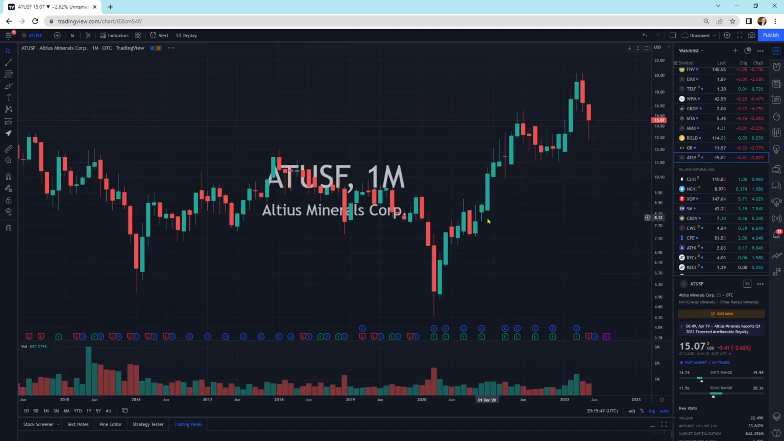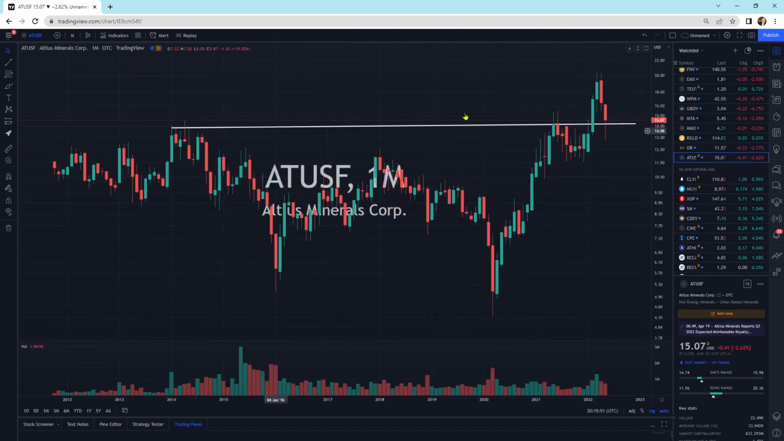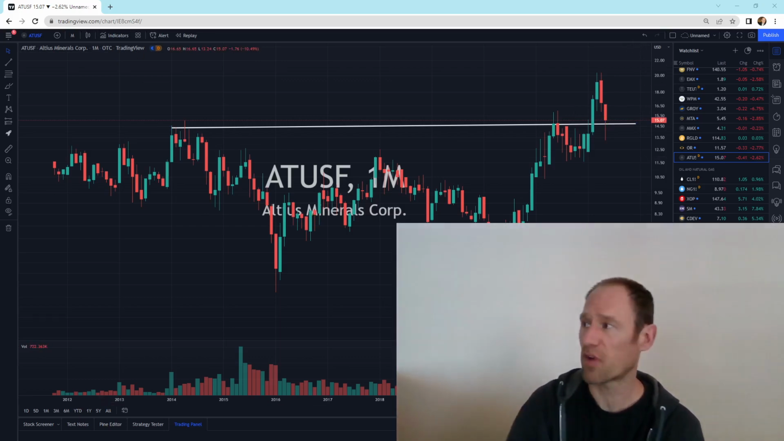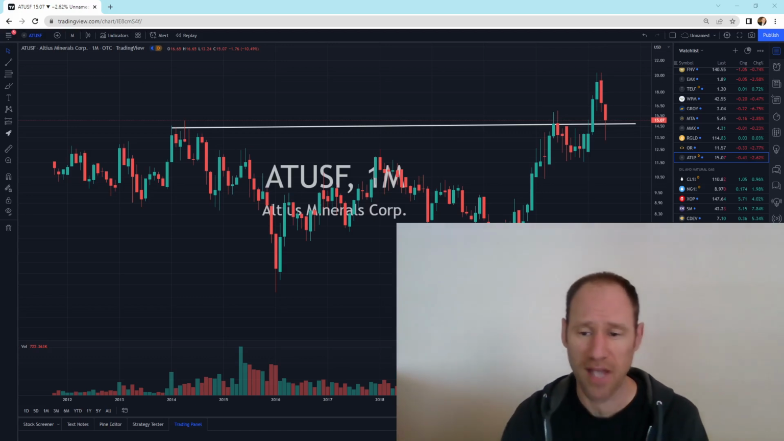And then Altius Minerals, we're right on support from the monthly perspective. Still looks great. Big hammer pattern. Looks like we're going to head higher eventually at some point. Looks good. Remember, these are all monthly candlesticks, so the big picture view looks good for all of them. They all look to be in pretty good spots.